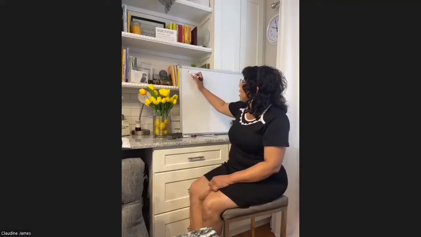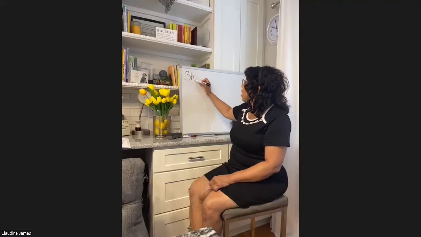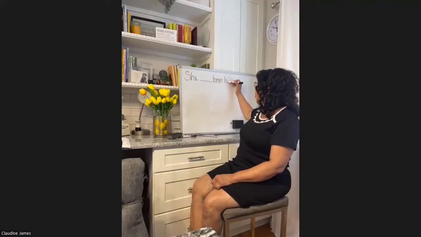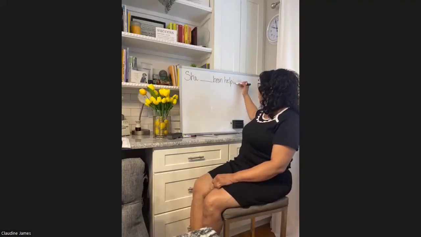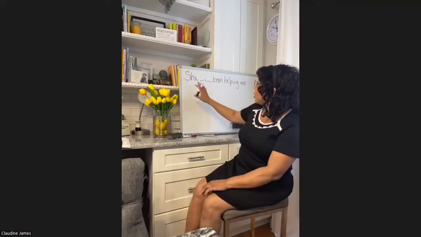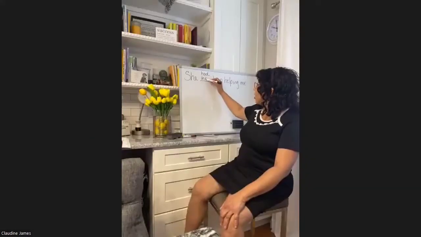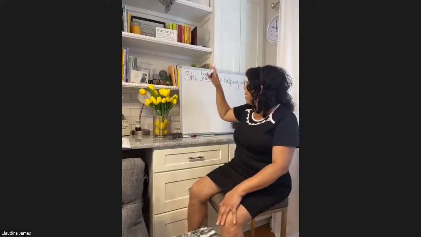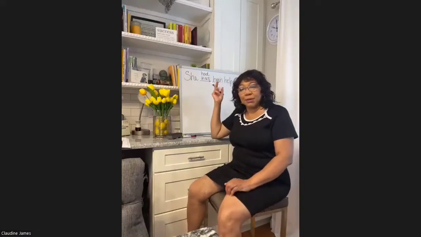So if I said, she... what am I going to put here? She blank been helping me. Yes, she has been helping me is right now, and past tense, she had been helping me. Understood. Very good.